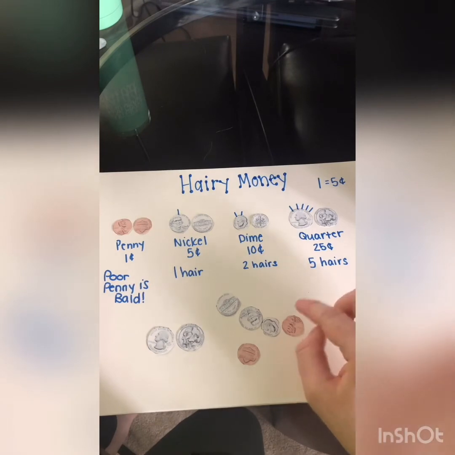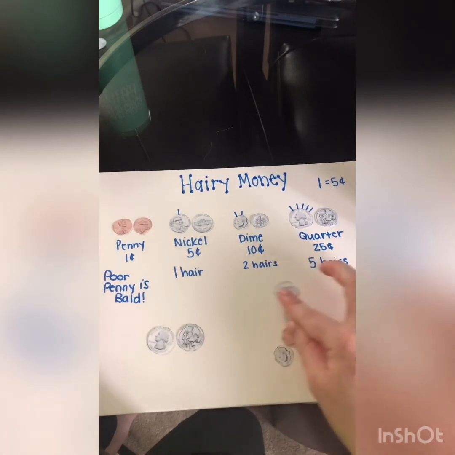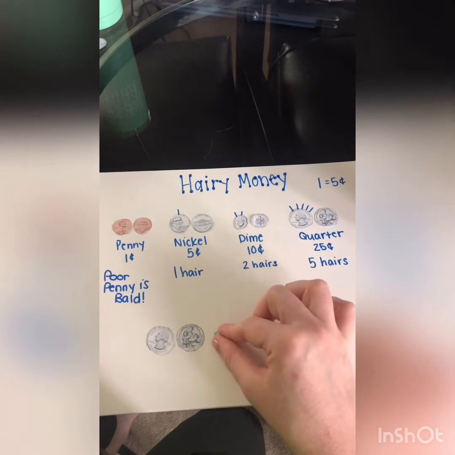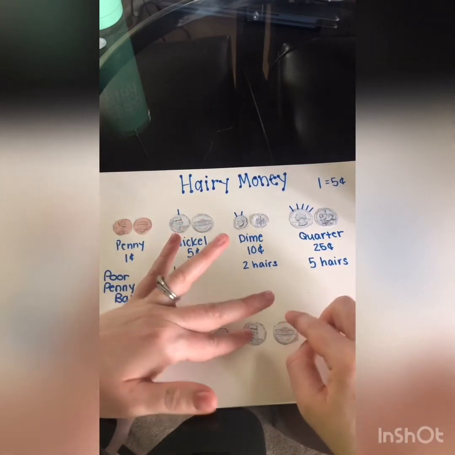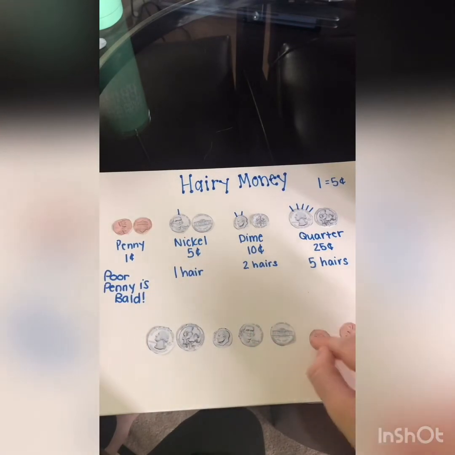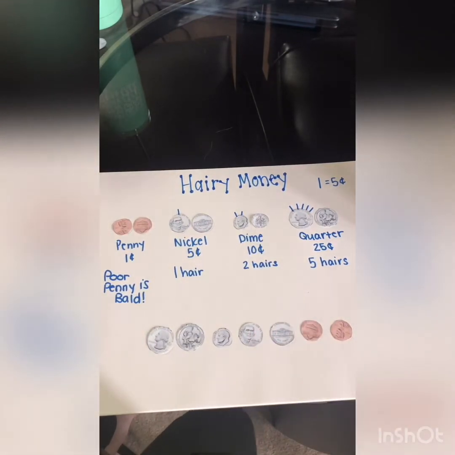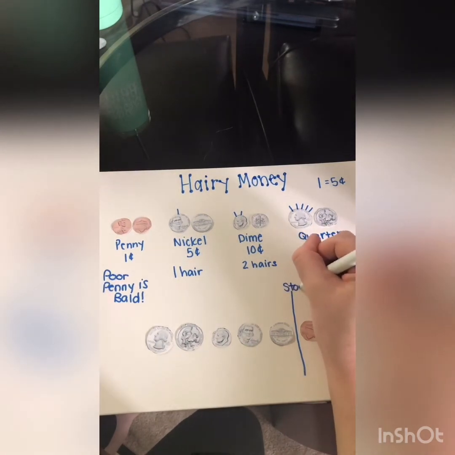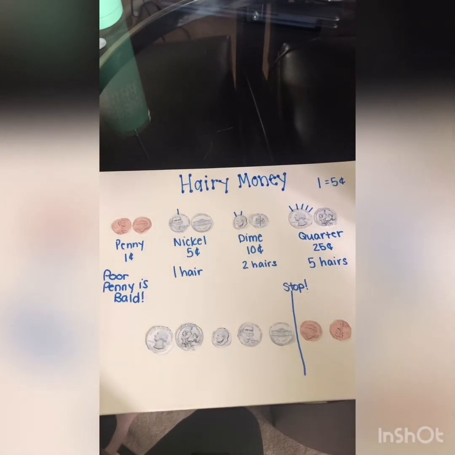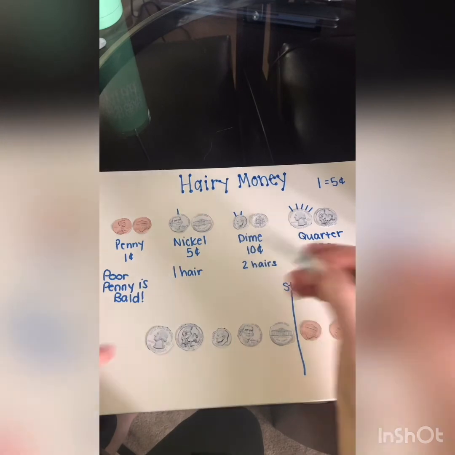The next most is the dime, worth 10 cents. And then we have the nickel, worth 5 cents. And then the penny, worth 1 cent. Now remember, when we count pennies, we have to start counting by ones. So I'm going to put a brick wall here and put stop so it reminds us to start counting by ones there. Okay, we know that the quarter gets 5 hairs to equal 25.